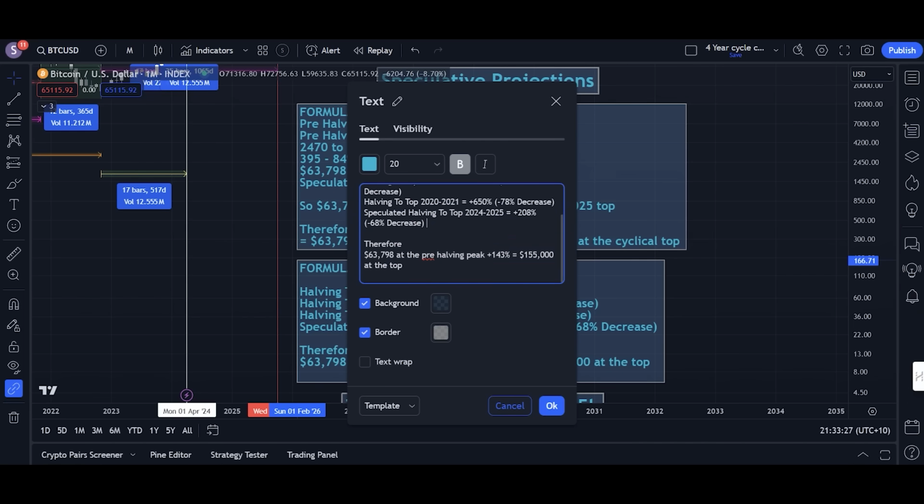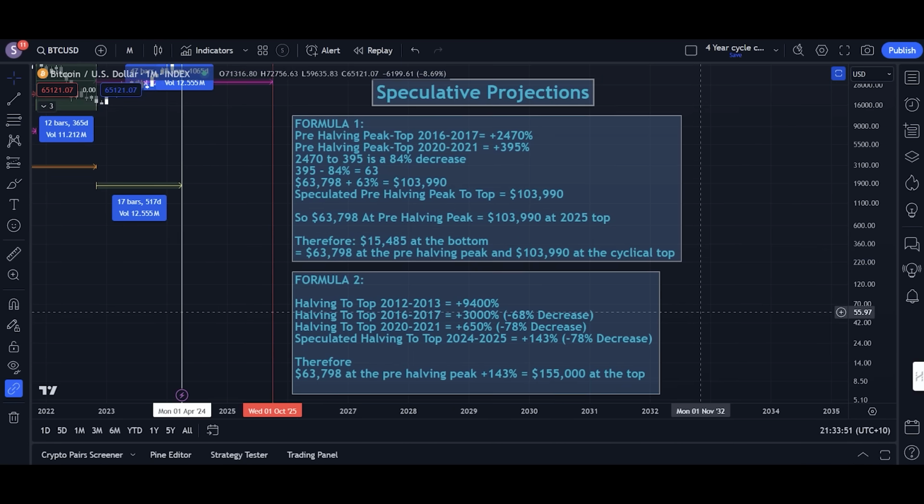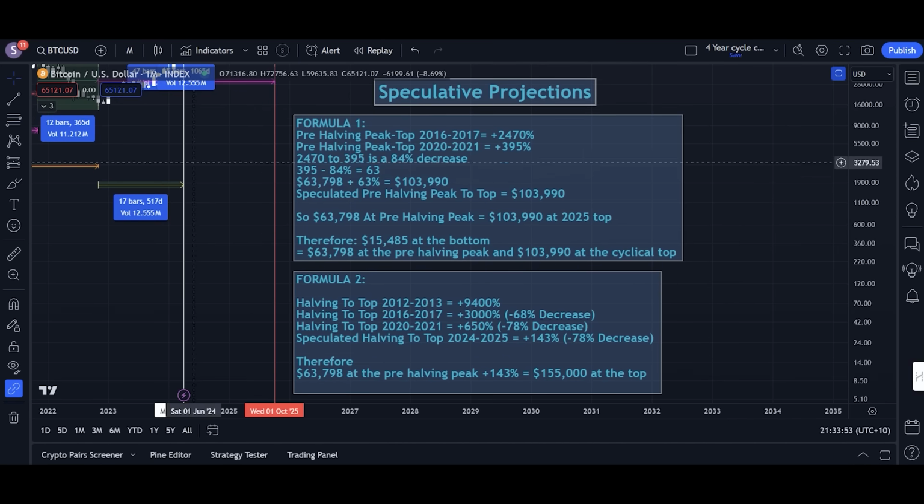but we're changing that this time around, right? Now we're assuming we're going to see a 78% decrease, just like the last cycle, which brings us to 143% gain, okay? So let's go ahead and change that up. Therefore, as you can see down the bottom here, a halving price of 63,000 brings us to a 143% gain from the halving, brings us to a 155K top, okay? So hopefully that makes sense to you guys, but basically I've got two formulas.